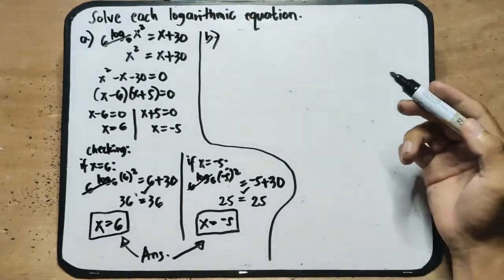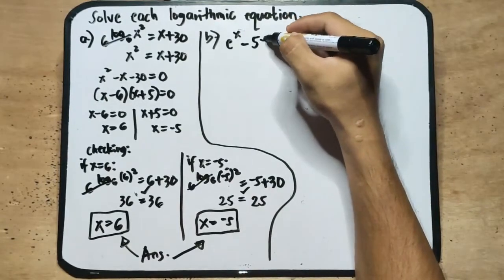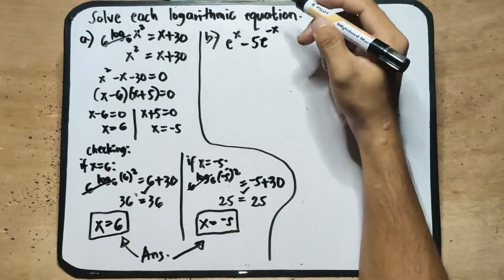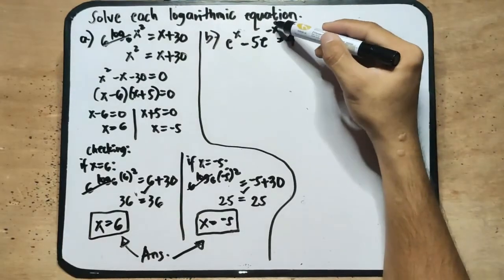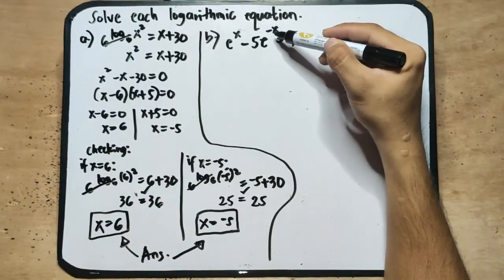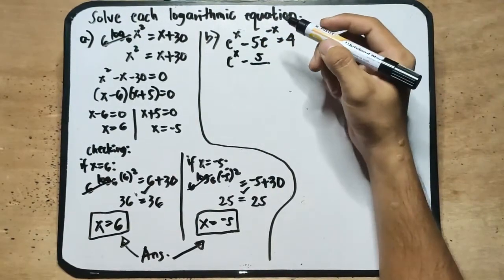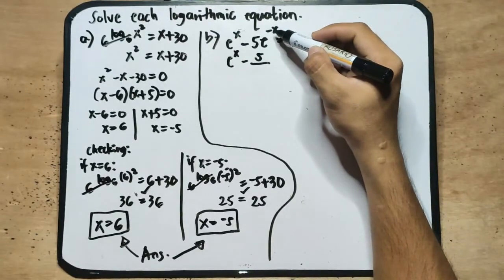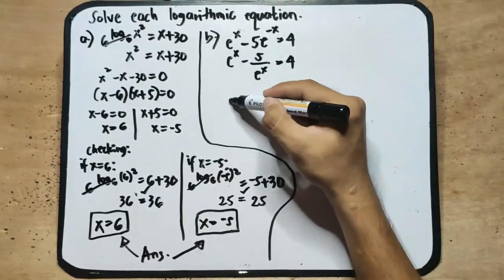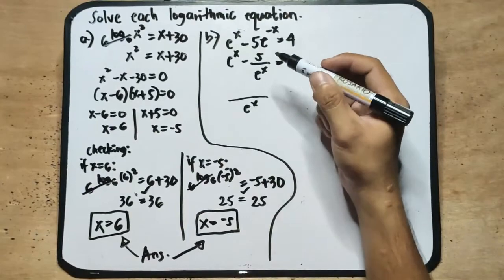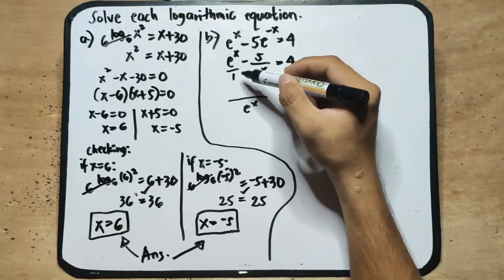For the second item, we have e raised to x minus 5 raised to e, 5 times e raised to negative x is equal to 4. So since negative yung exponent nito, we try to simplify it. E raised to x minus 5, applying the laws of exponents para maging positive yung negative na exponent, ibababa natin siya. So this will be e raised to x is equal to 4. The LCD here is e raised to x. Automatic na may 1 dito. So, e raised to x divided by 1 is e raised to x.